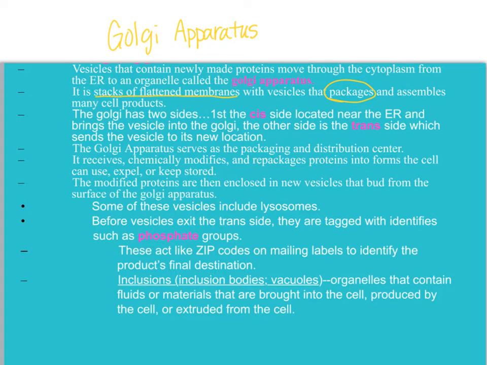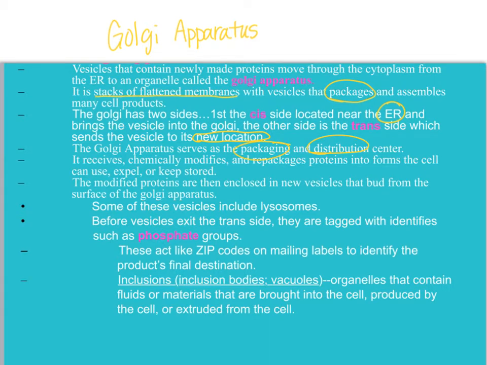There's two sites. The cis site is going to be closer to the ER, and so that brings the incoming vesicle into the Golgi. The other side is the trans side, and that's basically the opposite side, and it sends the vesicle out to its new location. It doesn't always exit the cell. So you might see the Golgi as a packaging and distribution center.